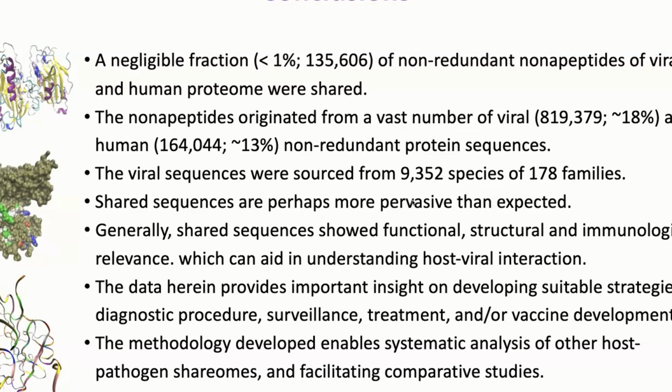Their shared sequences are more pervasive than we expected. We perhaps expected them to be very small, but they're so much more. And of course, they have important functional, structural, and immunological relevance, which can help us understand host-viral interaction. The data was important to make a point that more needs to be done, and these efforts would be valuable for surveillance, treatment, or even vaccine development.